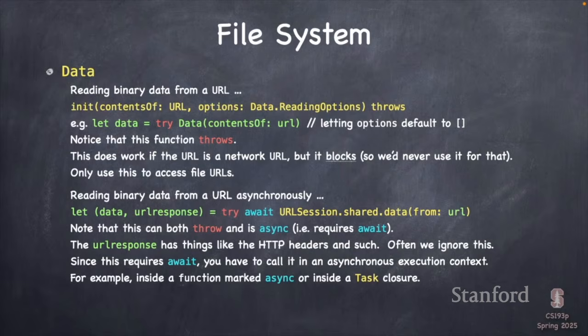The data from URL returns a tuple there. Everybody knows what a tuple is, I hope, from your reading. But the tuple contains the data, which is a Data struct, and also this thing called a URL response, which is like the HTTP headers and stuff that came back. We almost always just ignore that stuff if we're just trying to suck information off of the internet. So this is the thing you're going to use if there's any chance that the URL that you're using might be a network URL. And URLSession is something worth going and looking at.